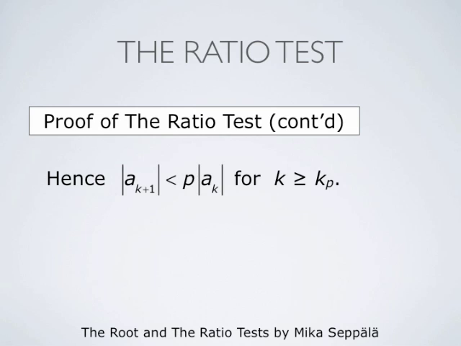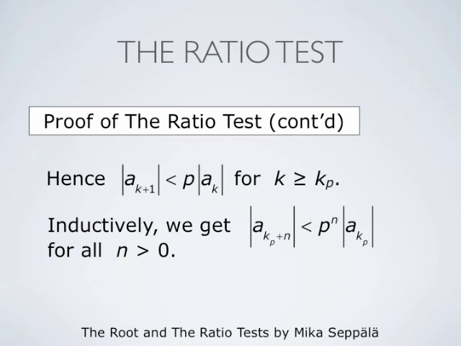This means that the absolute value of a_{k+1} is less than p times the absolute value of a_k for k greater than or equal to k_p. This means inductively that the absolute value of a_{k_p+n} for any positive integer n is less than p to the power n times the absolute value of a_{k_p}. This is the crucial observation.